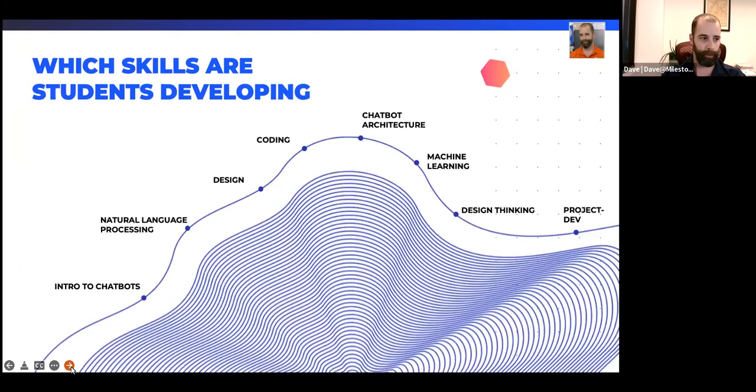So here is a look at what the program progression is. We introduce chatbots, talk about natural language processing. They start to learn about designing, a little bit of flow diagram discussion. They do their coding. This is an example with the coding version of the program, focused on high school students. And we'll mention in a minute, we have some other versions that are more for those entry-level students. We look at chatbot architecture, machine learning, design thinking, and then they have their unique projects. So they're doing work all throughout, guided to build up that foundation of skills. And then they're going to develop their own project at the tail end.